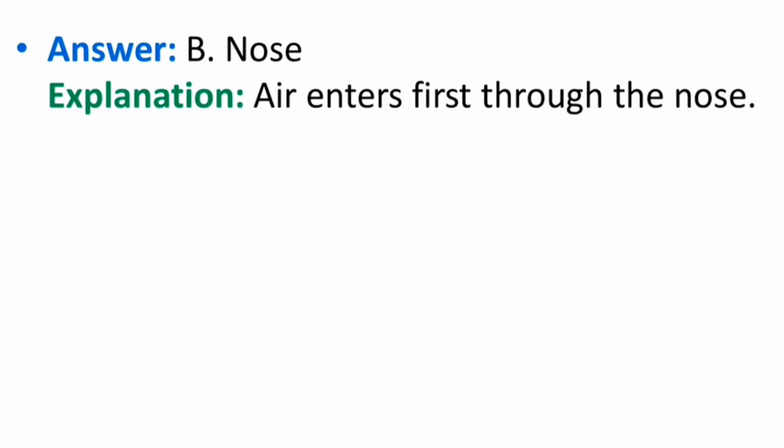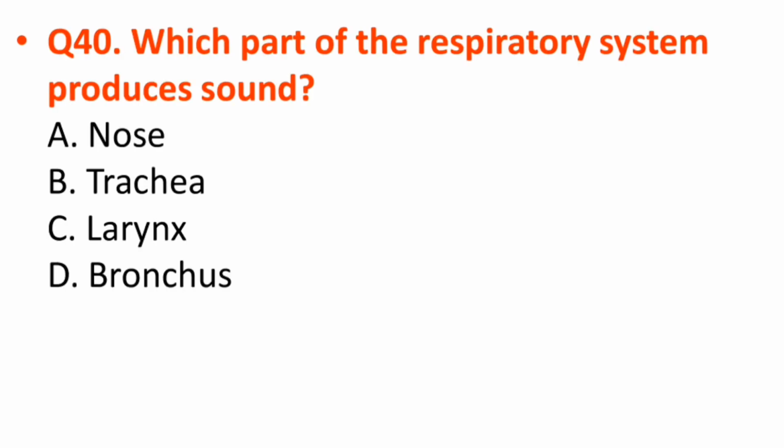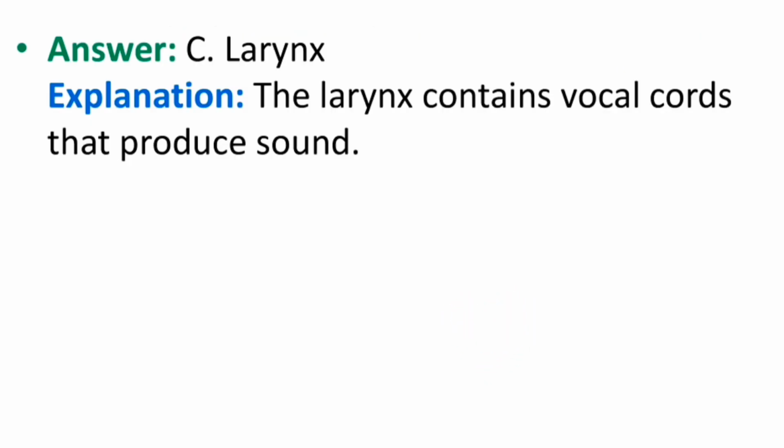Which is the first part of the respiratory system? Which part of the respiratory system produces sound? Option A nose, option B trachea, option C larynx, option D bronchus. The correct answer is option C larynx. The larynx contains vocal cords that produce sound.